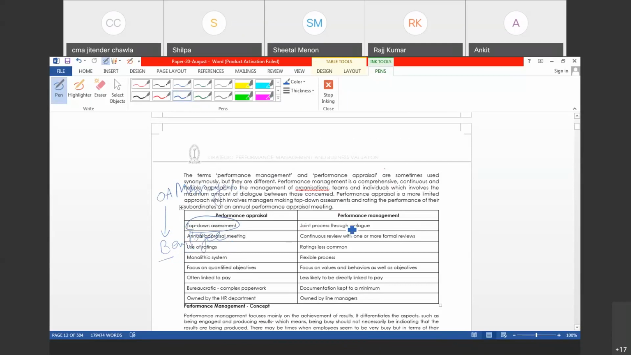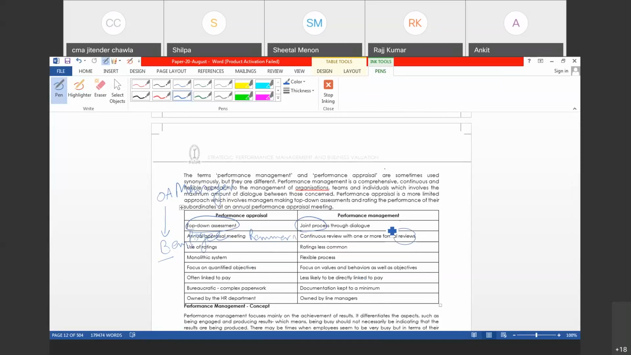Whereas performance management is a joint process. There is appraisal so that your stipend, your remuneration may be determined by appraisal, while in the case of performance management, it is a formal review. It gives you some internal satisfaction whether the job done by you satisfies you or not.